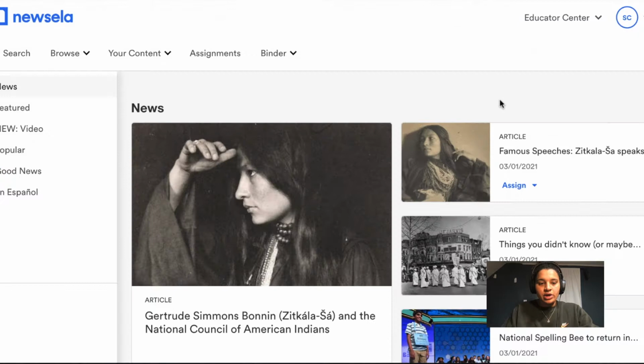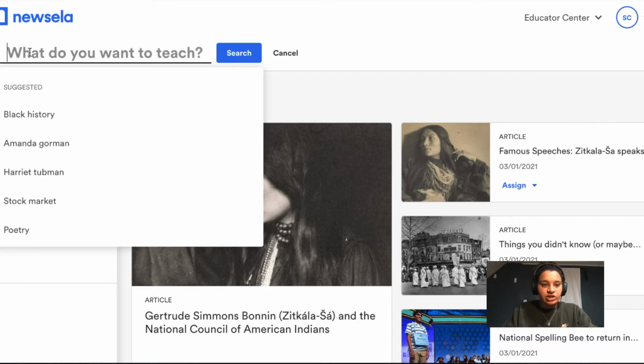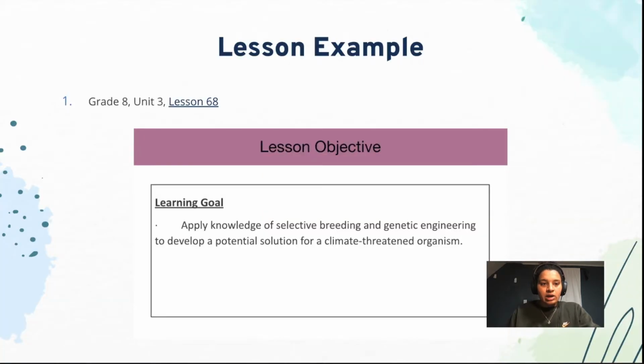lesson 68. Newsela, if you're not familiar with it, is an amazing resource. It has tons of articles about any topic you could possibly think of, and it's really user-friendly. So if you go to search, I looked at this lesson objective, and I wanted students to have some background knowledge on selective breeding. So I'm going to look for a background text that supports their background knowledge in selective breeding so they can fully access this content in this lesson.